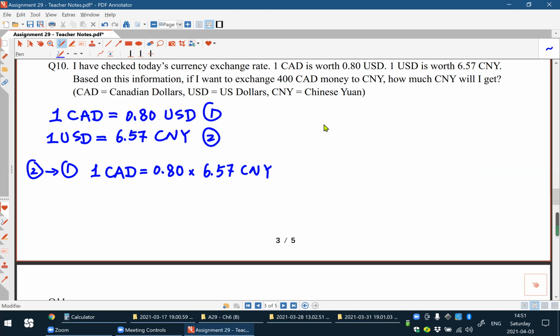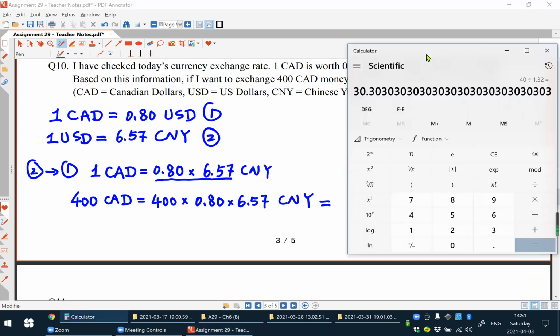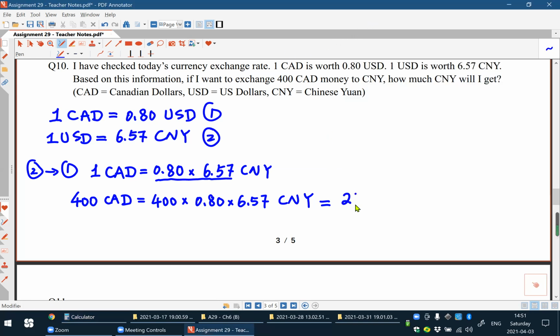So here we have 400 CAD now. If we know that one CAD is this much of CNY, so what if we have 400 CAD? Of course, 400 CAD is 400 times this much of CNY, right? And let's use a calculator. 400 times 0.80 times 6.57. The correct answer is 4102.4 Chinese yuan, right?